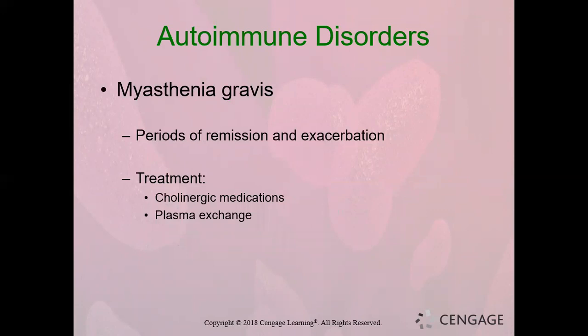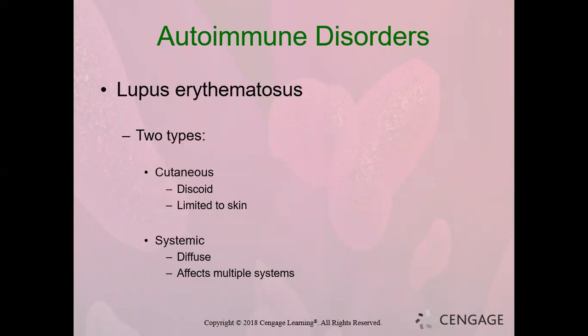They will have periods of remission and exacerbation, and what that means is remission is they're going to get better for a time, and then it'll come back again, and they'll have it again. They're going to take cholinergic medications. They might try a plasma exchange.